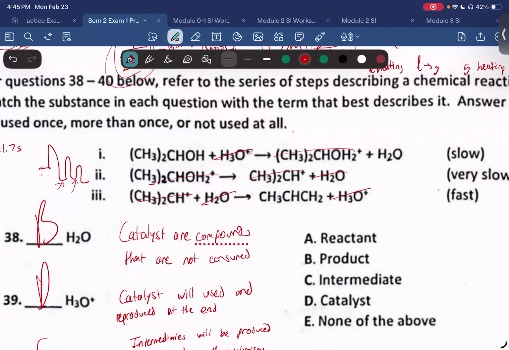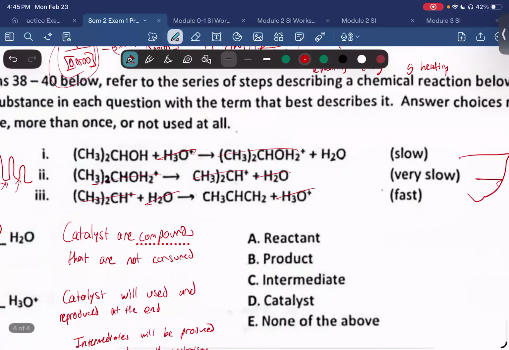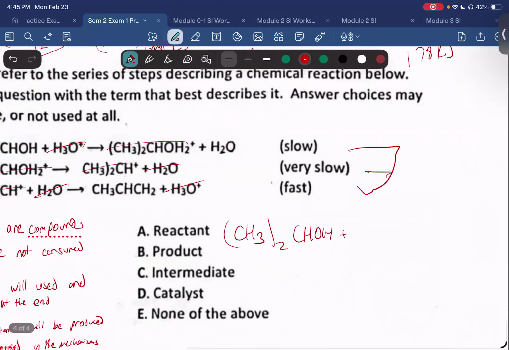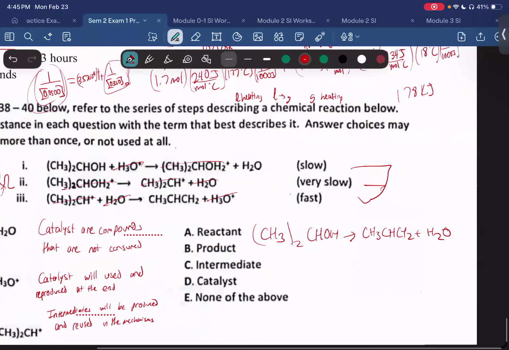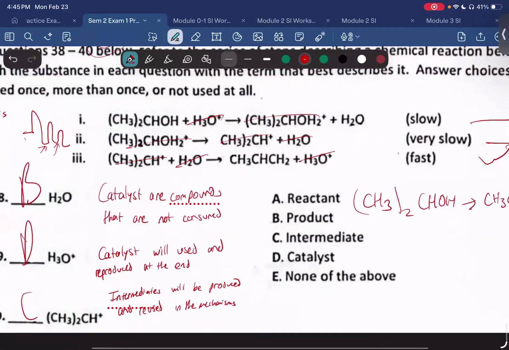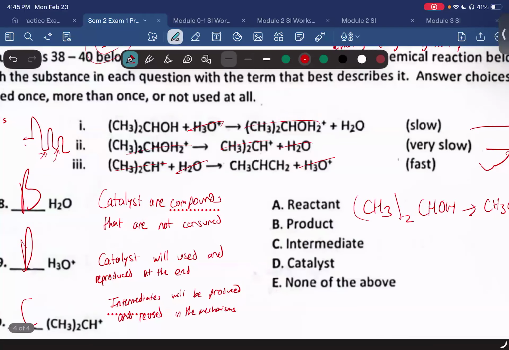So we see here that when we cross everything out, we're getting CH3CHOHCH3 plus CH3CH2 and then plus H2O. Sorry, it's supposed to be like that. Okay, so how do we know that the H3O is a catalyst and not none of the above? It's gone, is what I was confused about a little bit.